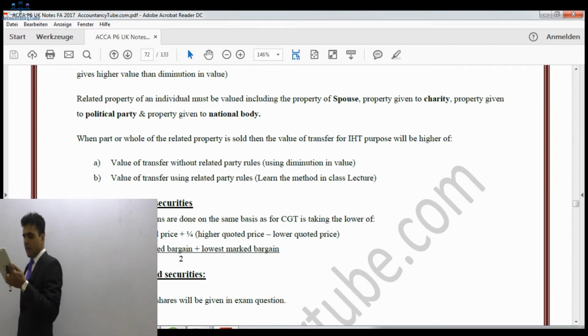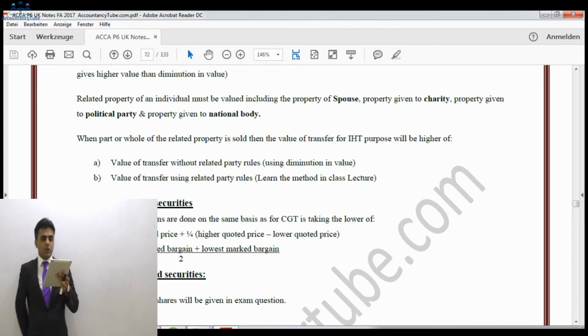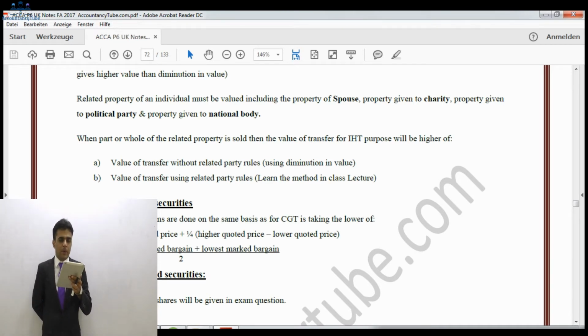Right then. So in part B2, it says, in respect of the possible gift of 1500 shares in Omnium Limited to Danny. So there was a gift of 1500 shares in Omnium Limited to Danny. I don't know who Danny is. We will read the scenario.